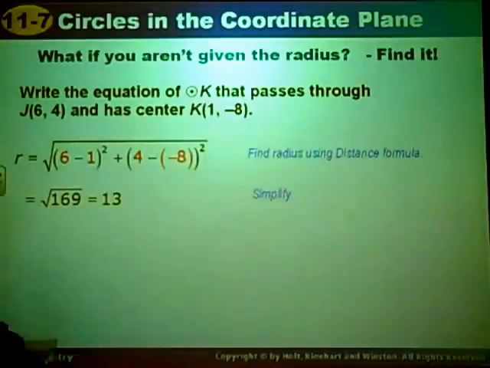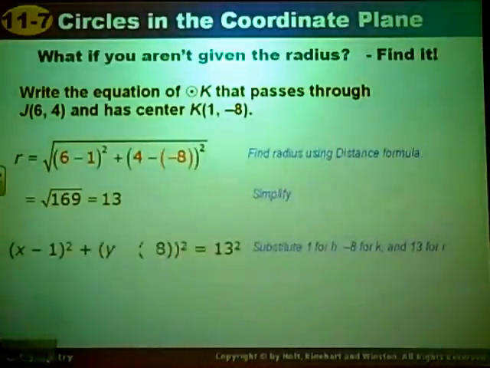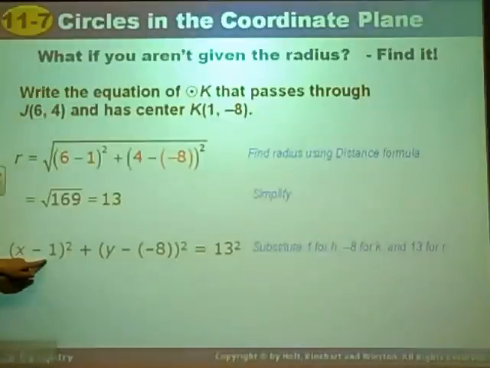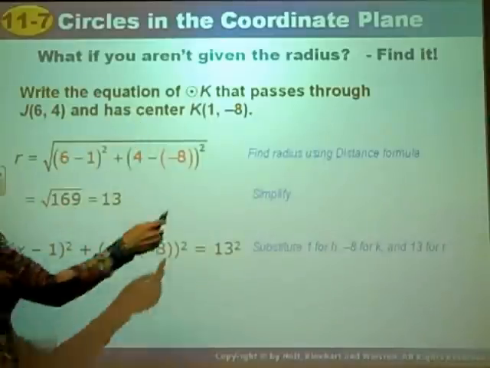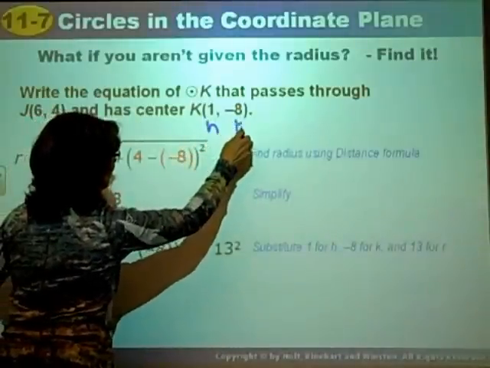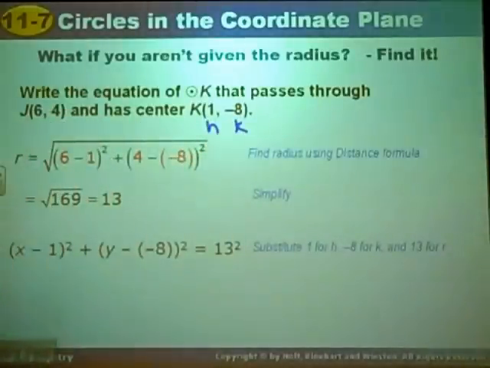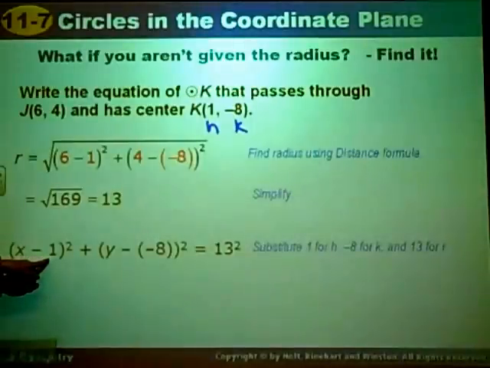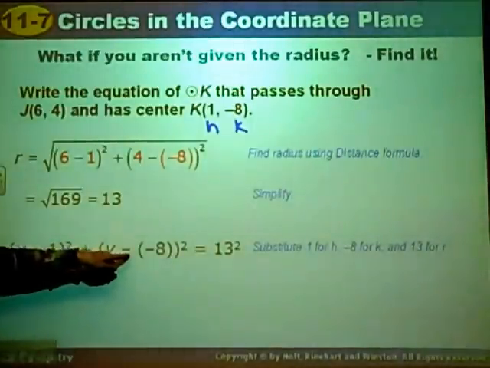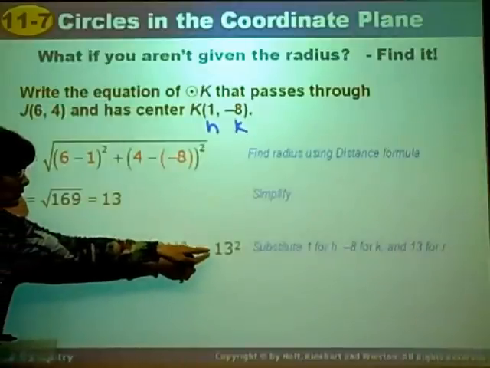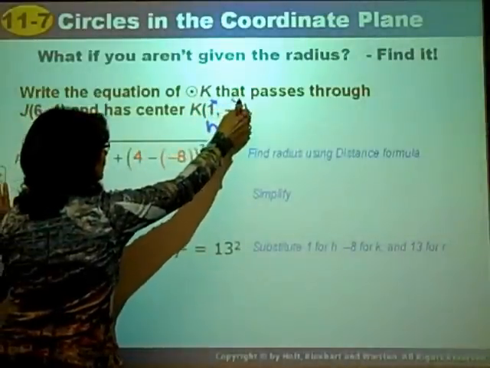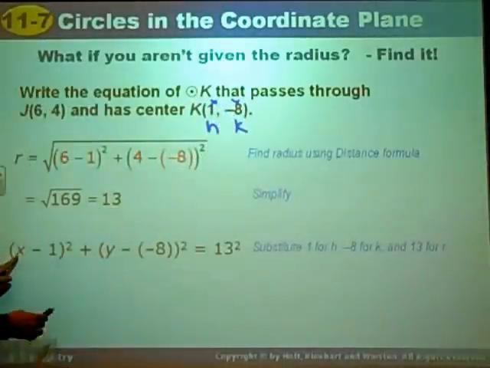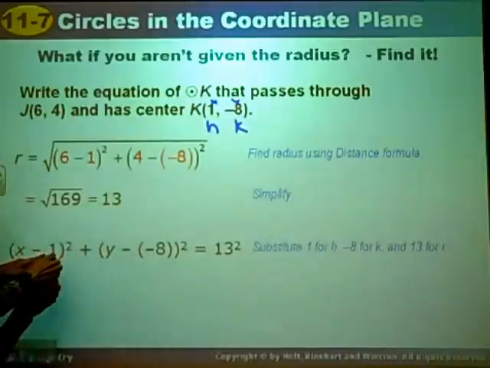Once you've got a radius, you just write down your formula, x minus h, and anytime they say center, I always think h, k. I put that right down there so I know. x minus h squared plus y minus k squared equals the radius squared. Now, another way to remember this is if you're thinking this is an x and this is a y, well, x minus the x coordinate of the center.